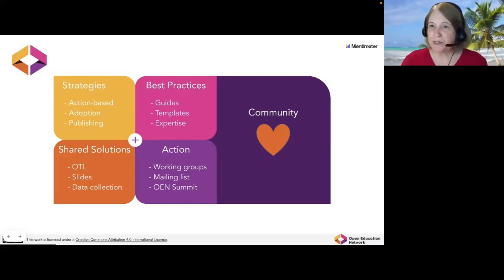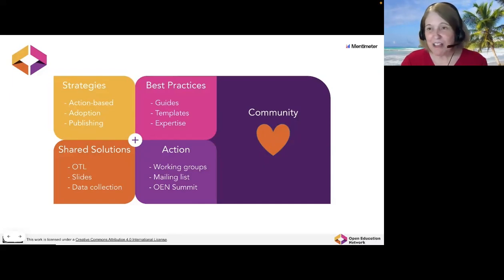and action. So there are working groups. I was involved in one several years ago on inclusive access and how to talk to faculty and campus partners about that. Mentioned the mailing list. Of course, there's this event, OEN Engage.